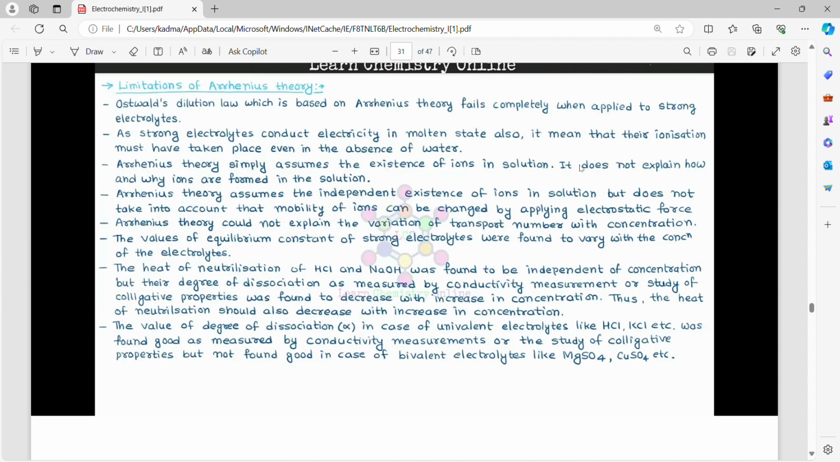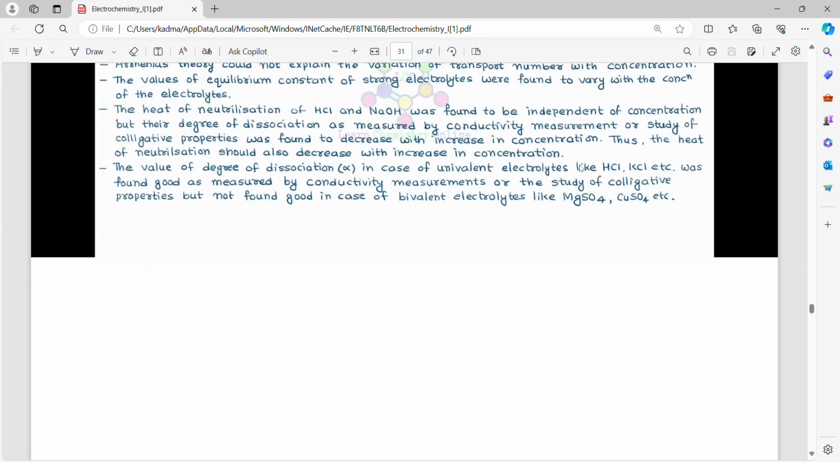Arrhenius theory could not explain the variation of transport number with concentration. The value of the equilibrium constant of strong electrolytes was found to vary with the concentration of electrolytes. The rate of neutralization of HCl and NaOH was found to be independent of concentration, but their degree of dissociation, as measured by conductivity measurement or study of the colligative properties, was found to decrease with the increase in concentration. Thus, the heat of neutralization should also decrease with the increase in concentration. The value of the degree of dissociation in the case of univalent electrolytes like HCl and KCl was found to be good as measured by electrolytic conductivity measurements.